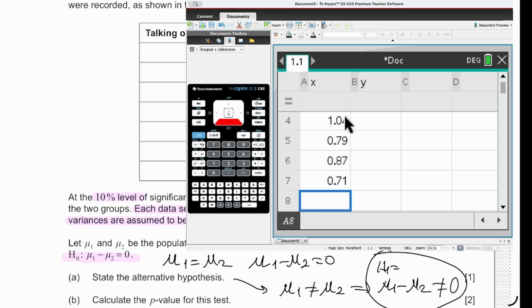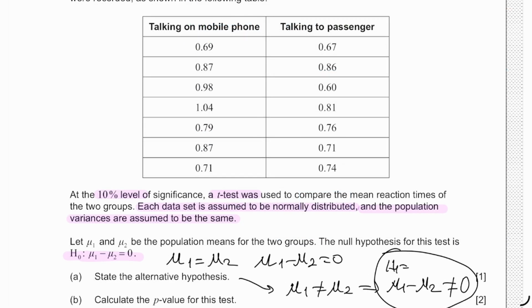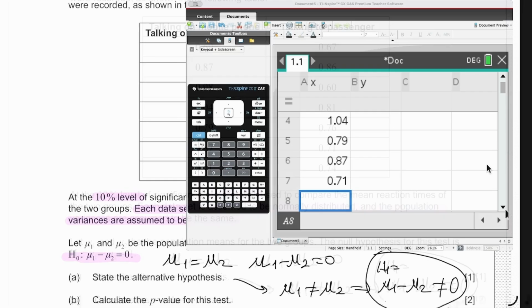So this is our first data. So what did I do, guys? I just entered this first group. Now let's enter the second group. Okay, let's do it. Our calculator.